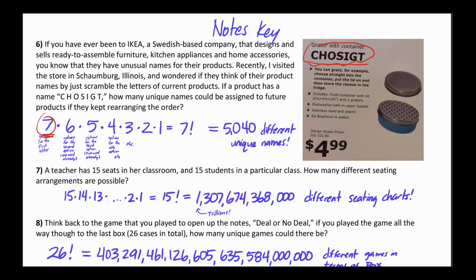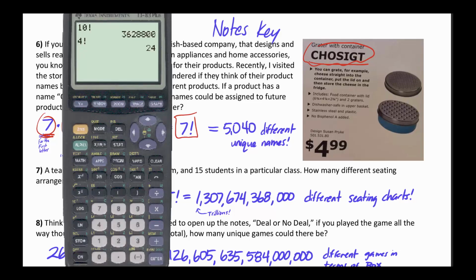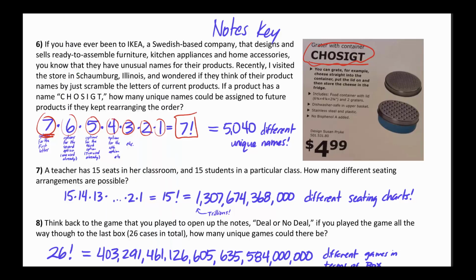But after you use one of those letters, you are limited to 6. Okay, that first one is set in stone. After you set those first 2 letters in stone, now you only have 5 left over, then 4, then 3, then 2, and then 1. This is just 7 factorial, which you could find in your calculator. If you do 7 factorial, that is 5,040 different unique names, just from that one set of letters.